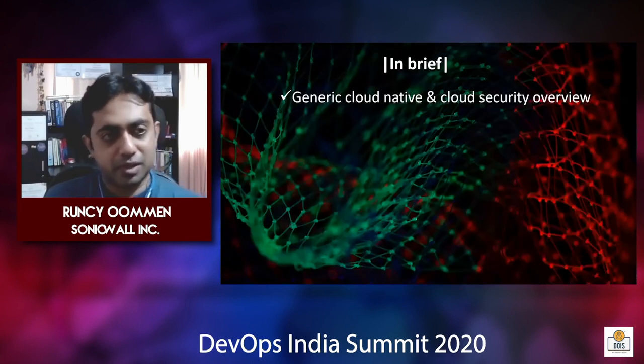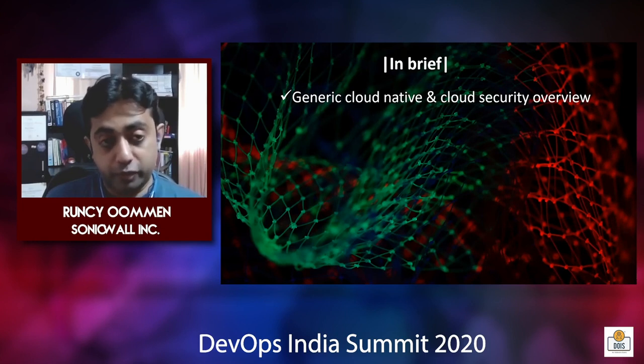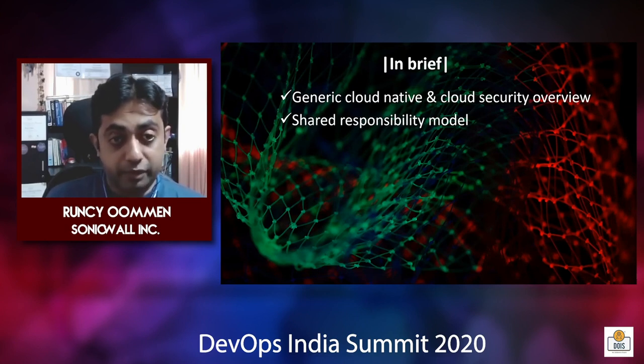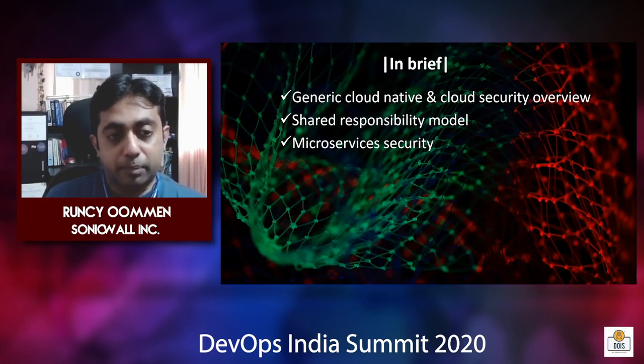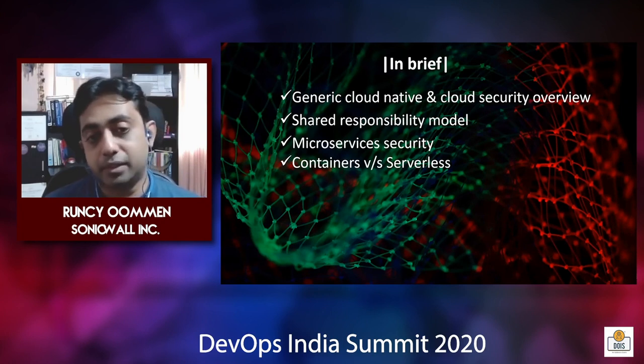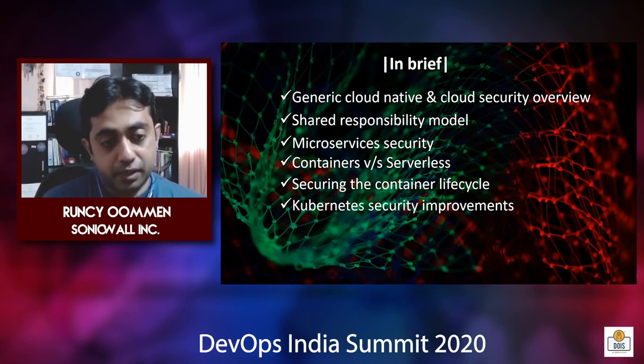All right. So this is my promise to you for the next 30 minutes. We're going to get started with the generic cloud native and cloud security overview, and then look at the shared responsibility model that's been much touted by all the major public cloud providers. I'm going to dive into that, and then specifically look at microservices security, and then the paradigms that are most popular in the cloud native world, that is containers and the serverless mode of doing things. Then we'll look at the steps we can take to secure the container lifecycle, and then dive deep into Kubernetes security improvements.